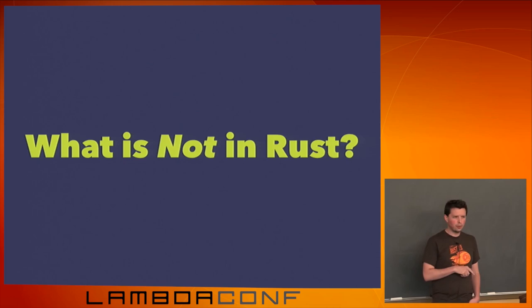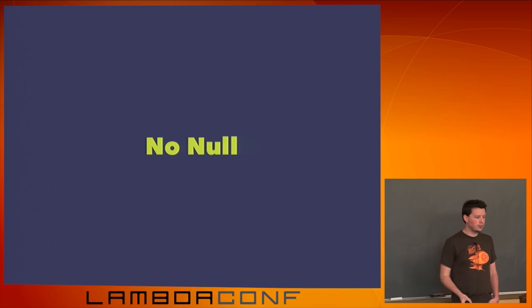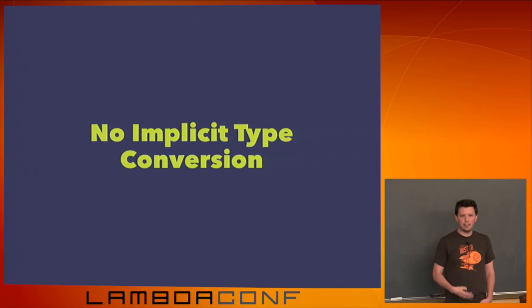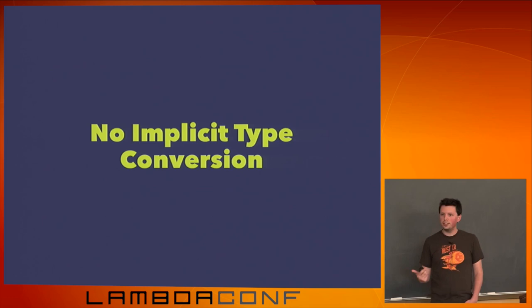Well, we have no null. Instead, we use our enums to have option and result types. And this lets us have composable interfaces for when we have no values, or when we have errors. There's no implicit type conversion, which is great, because we value explicitness and predictability. So you actually know what your code is going to do because it type checks, and nothing happened by magic.